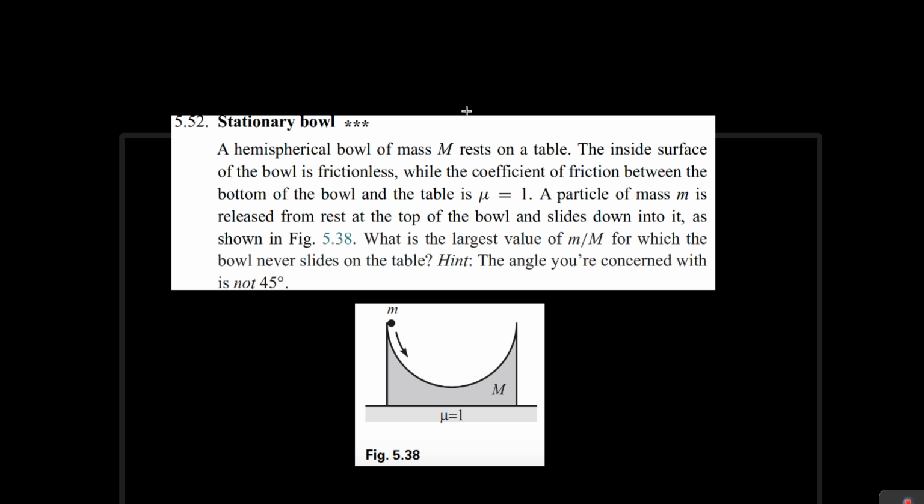So in this problem, we have this particle that's moving down a ball, and then we want to find the condition such that the ball never moves. So the first thing to realize is that the ball is moving.